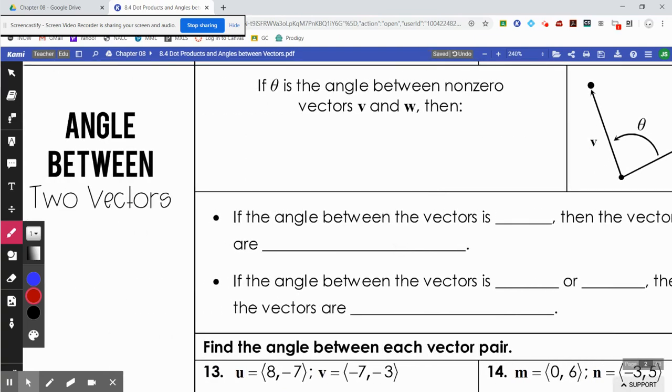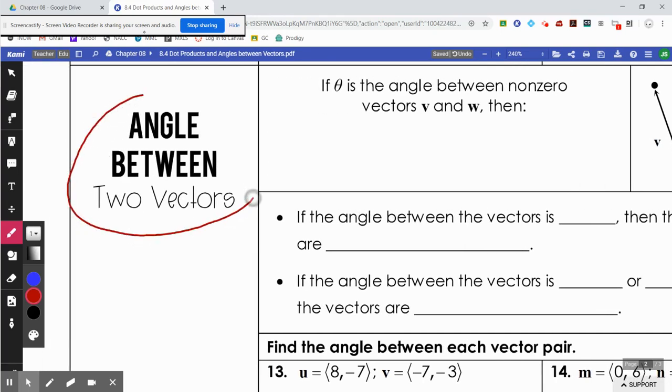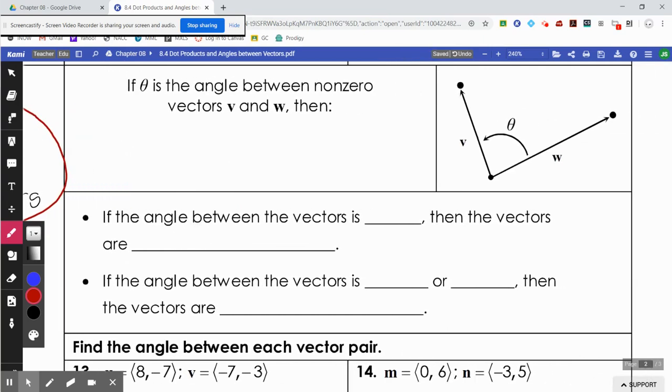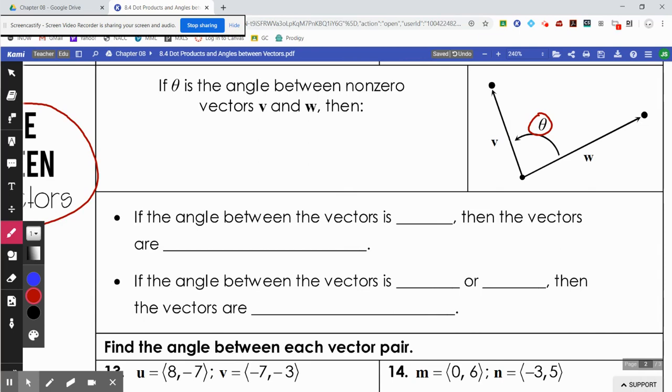Now, one of the main applications of dot products is right here, finding the angle between two vectors. If theta is the angle between two vectors, so you see here in the picture you have vector v and vector w, then we can find that angle using the following formula. The cosine of theta equals v dot w. We're going to dot product the two vectors, and divide it by the product of their magnitudes. And then we can find the inverse cosine, and that's going to tell us the angle between the two vectors.